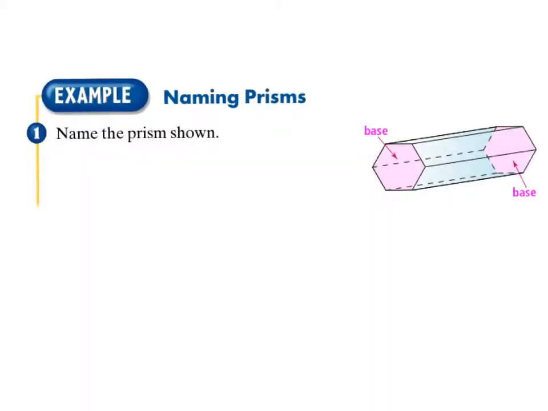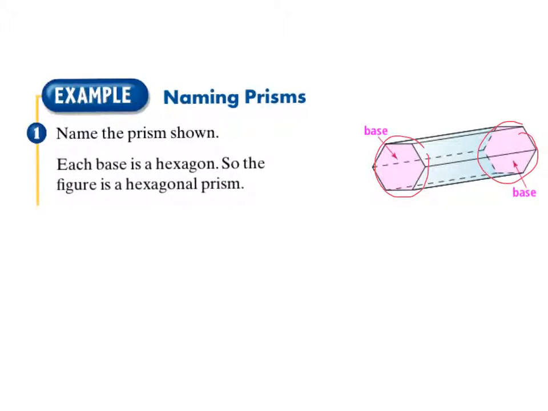So let's look at an example of naming a prism. We want to name the prism shown. On this shape, we know that the base is these hexagons. We know that because that's where all the other shapes come together. Even if it wasn't labeled, you would be able to figure out that the base of this shape is the hexagon because it's where all the rectangles come together. So because the base shape is a hexagon, the figure is a hexagonal prism.